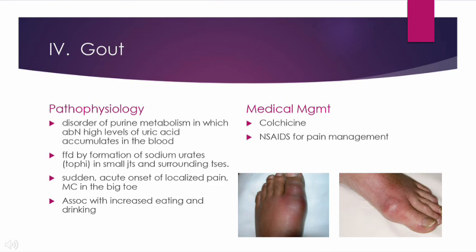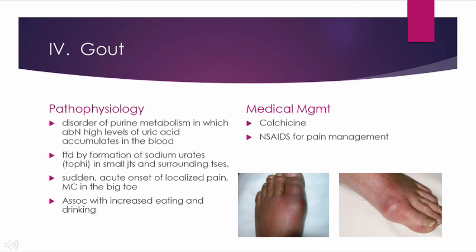In terms of medical management, treatment focuses on reducing inflammation and controlling uric acid levels. During acute attacks, medications such as colchicine and nonsteroidal anti-inflammatory drugs or NSAIDs are commonly used. These help relieve pain and reduce inflammation in the affected joint. For long-term management, other medications may be used to lower uric acid levels.